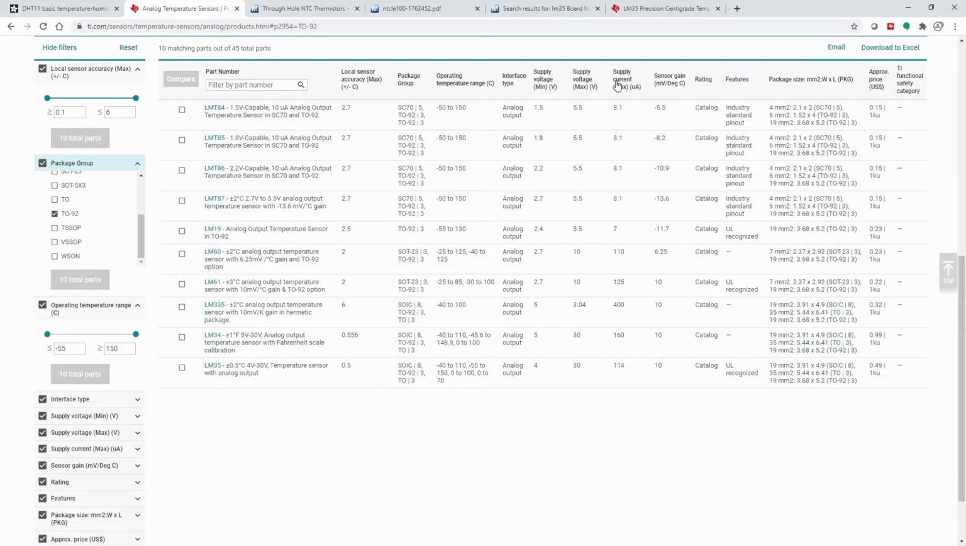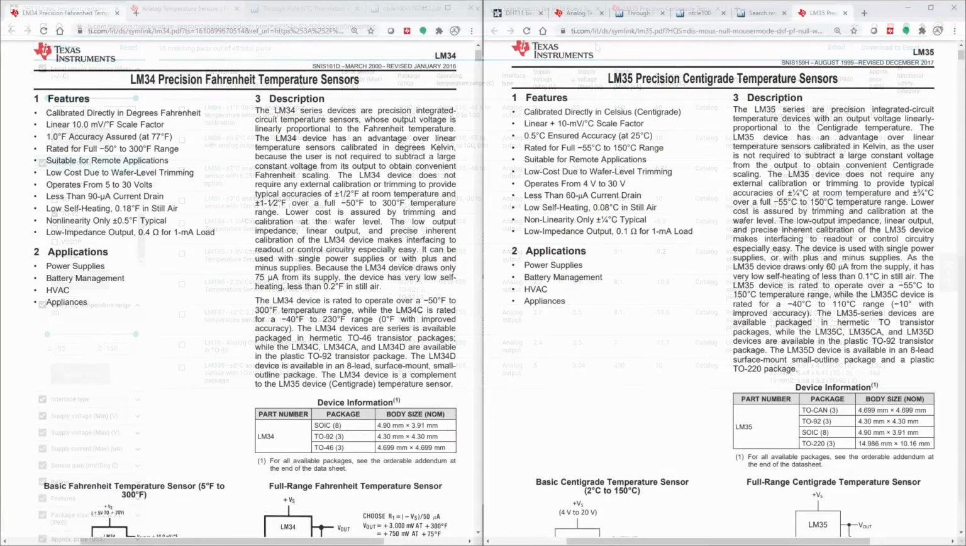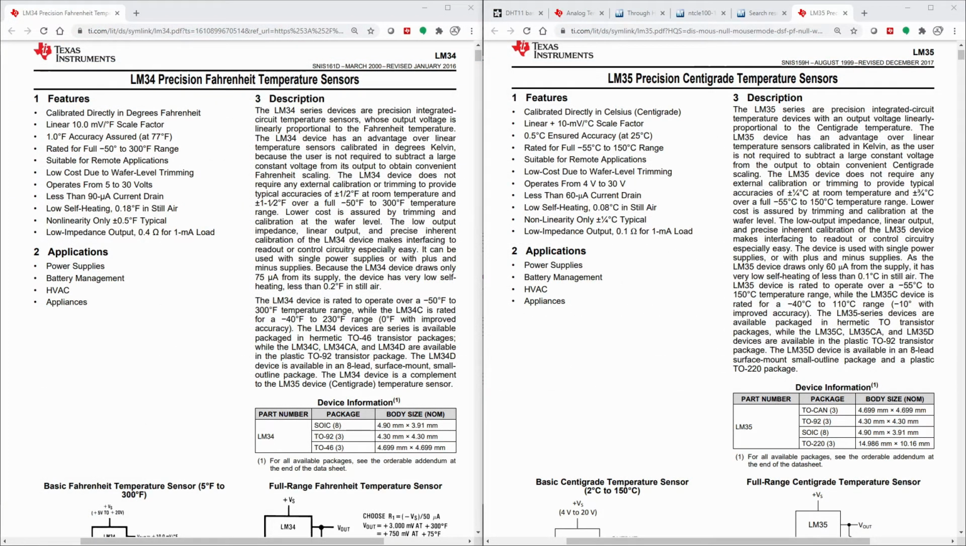So I sorted by supply value, and there were only really two options here. The LM34 and 35 are pretty much the same, but the LM34 outputs directly in Fahrenheit degrees, while the LM35 outputs in Celsius degrees. You could use either, but I decided to go with the LM34 since it will have an output voltage further from the ground rail.